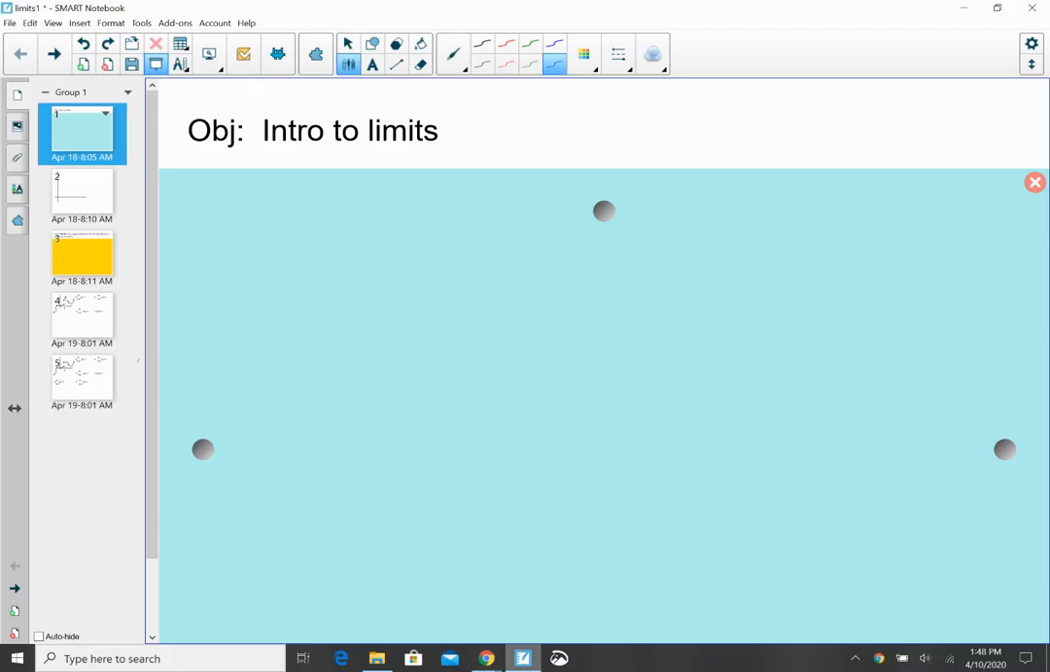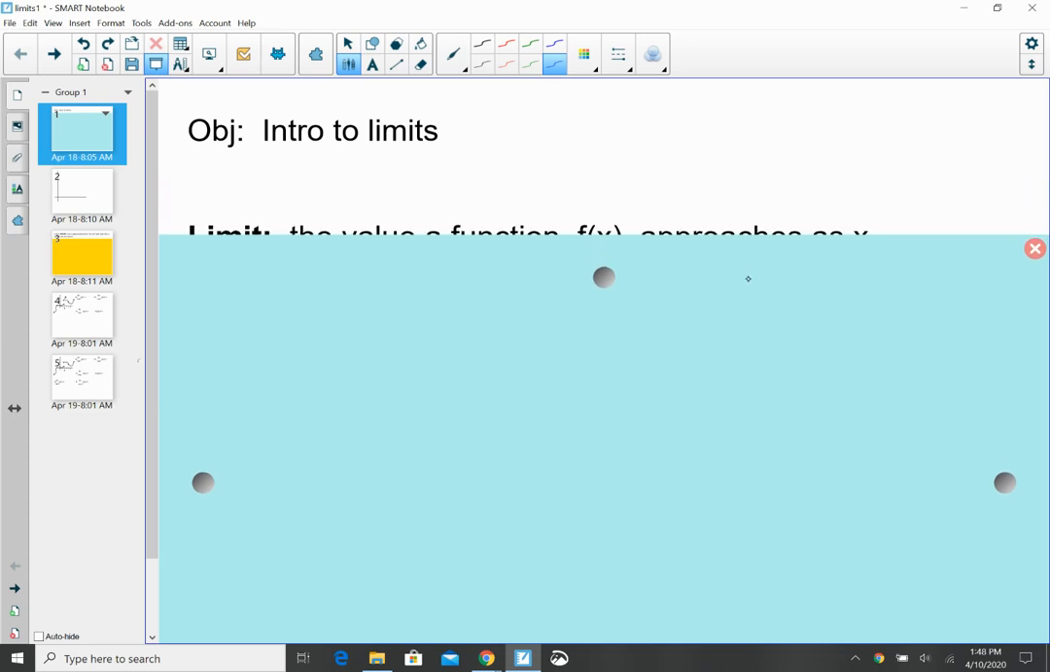Hey guys, today we're going to do our introduction into limits lesson here. Now, limits, what does it mean? Well, basically, you can think of limits as where a function is going to when x is going to a certain value, depending upon what value we're talking about. It could be different things, different situations.